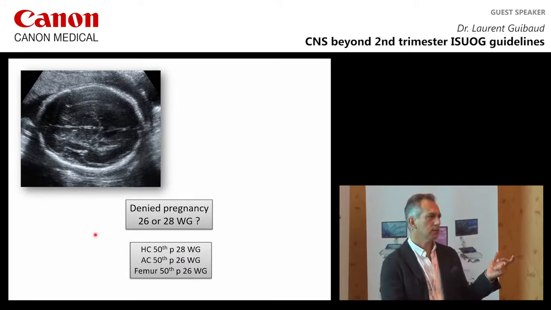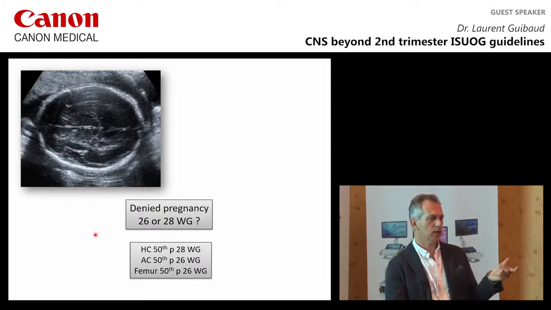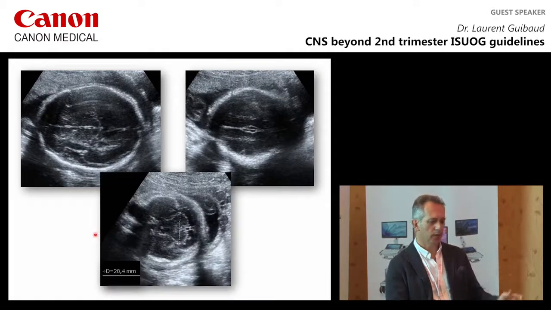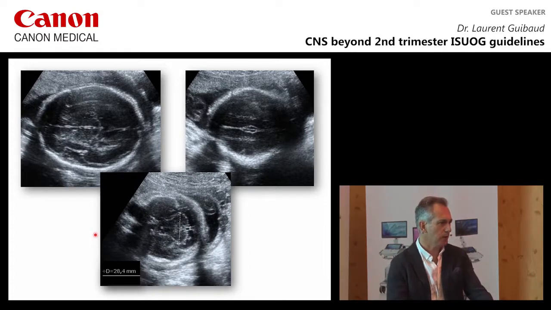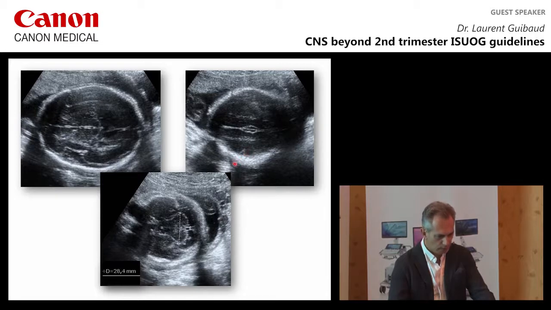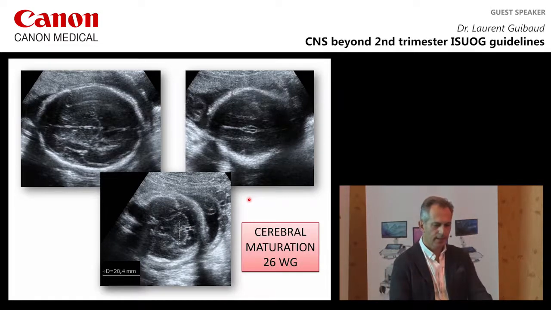If it's 28, it's around 31, 32. If it's 26, it will be 28 or 29. So you have a look at the TCD. It's 28, so it fits with 26. And as I told you yesterday, when you are at 26, you begin to see the central sulcus here. So with all this information, you know that this patient is around 26.